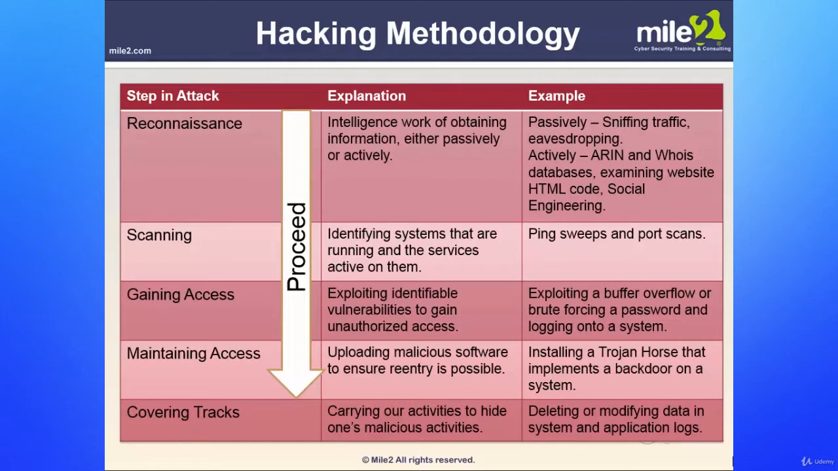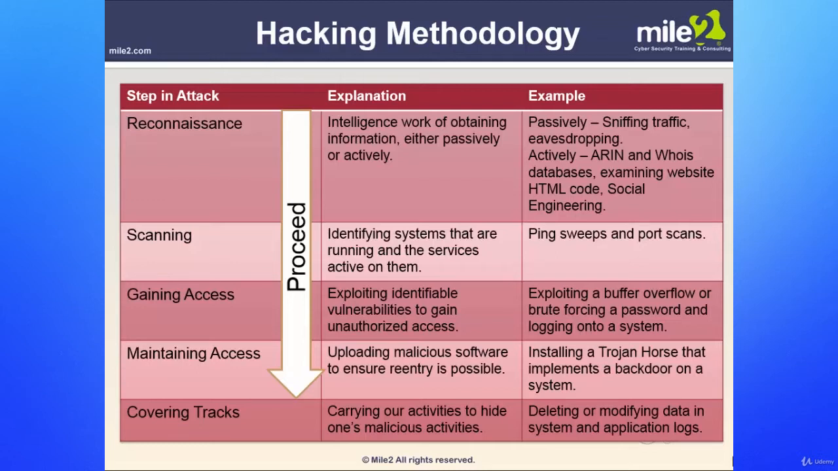All right, maintaining access is the fourth. There's uploading malicious software to ensure re-entry is possible. Here we do this by installing Trojan horses that implement a backdoor on the system, for instance. So we'll talk about Trojan horses, rootkits, things of that nature. And then we also mention things like steganography and things like that too.